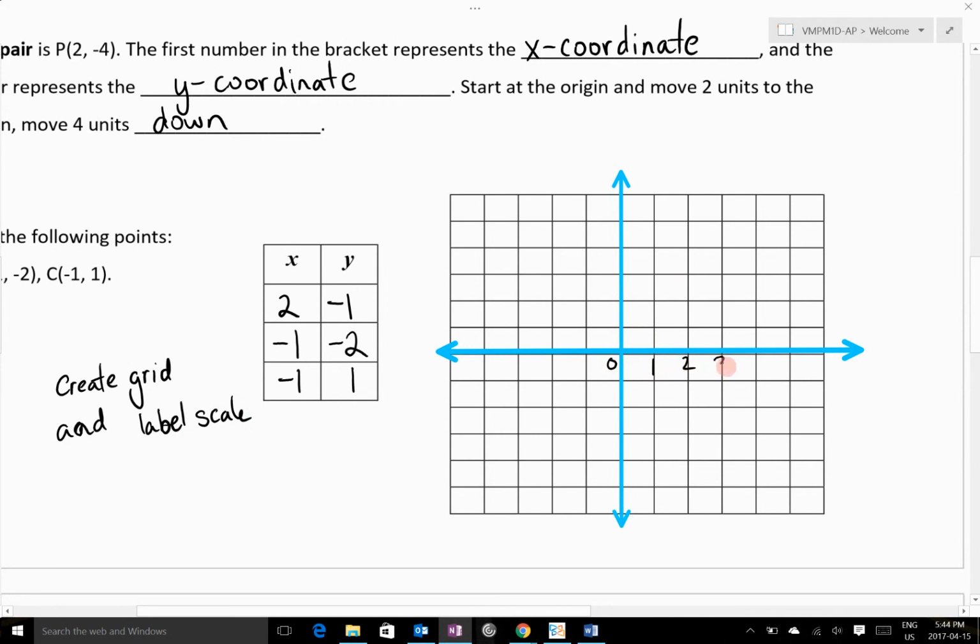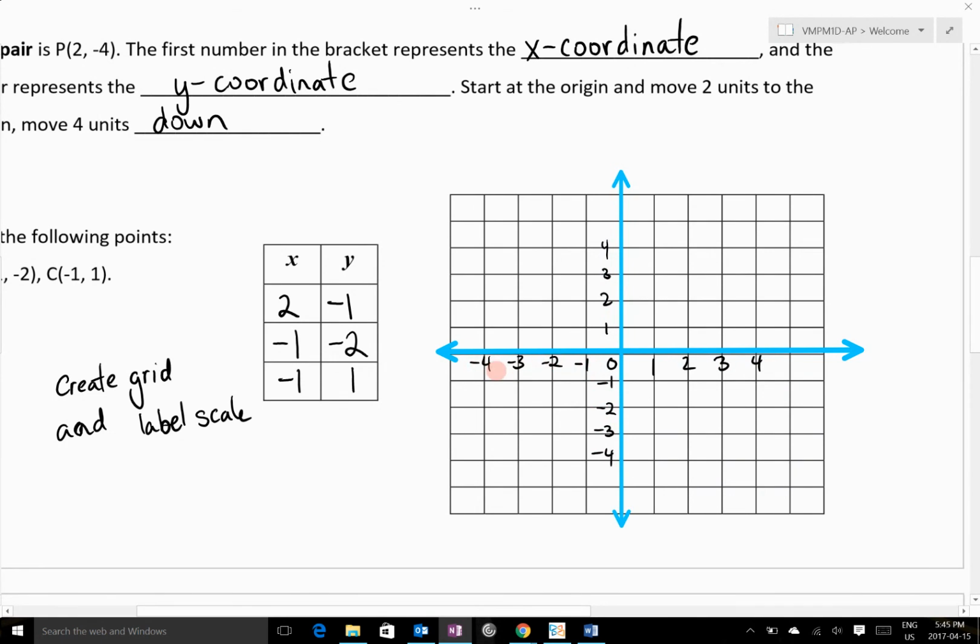So 1, 2, 3, 4. Going up is 1, 2, 3, 4. And now we're going to go down. Negative values, -1, -2, -3, -4. I'm going to go to my left with negative values, -1, -2, -3, and -4.